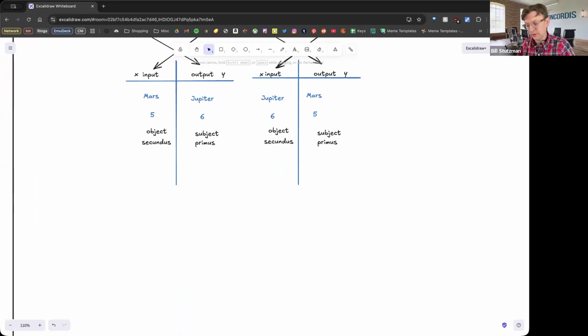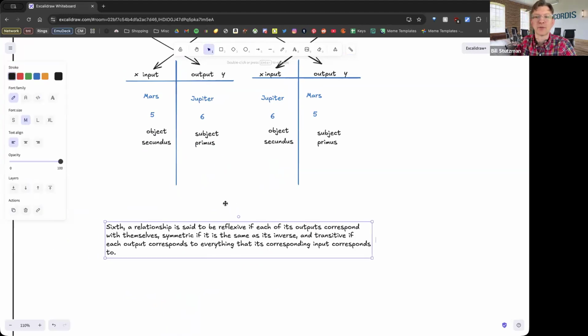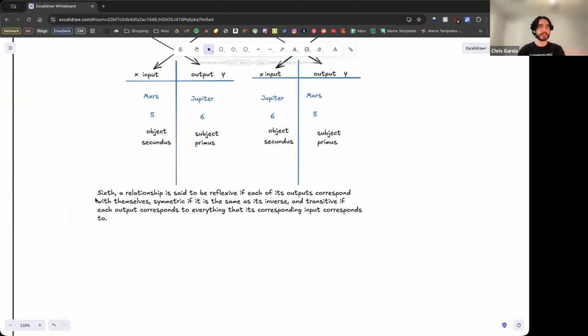We're on sixth, I believe. Yes. Sixth, a relationship is said to be reflexive if each of its outputs corresponds with itself, symmetric if it is the same as its inverse, and transitive if each output corresponds to everything that its corresponding input corresponds to. Might have to unpack that. Yeah. Three new key terms.